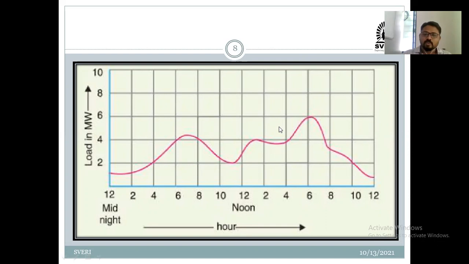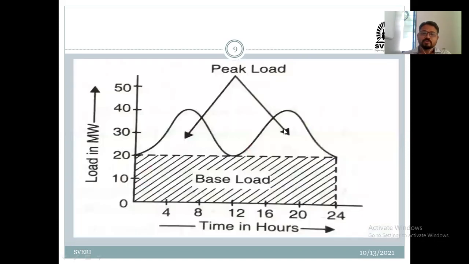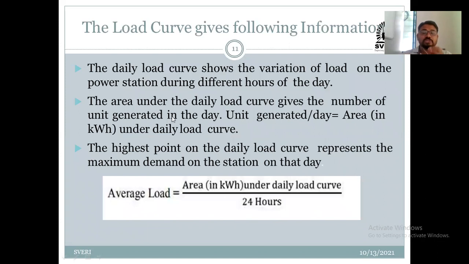Now, which is the second piece of information I get from the load curve? This is very important. Understand, the area under the daily load curve gives the number of units generated in a day. Very important point as far as the multiple choice question is concerned. The area under the daily load curve gives the number of units generated in the day.